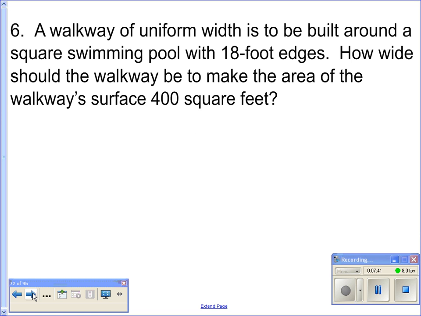Okay, moving on to the next problem. This time we have a walkway of uniform width. It's going to be built around a square swimming pool with 18-foot edges, and we're looking to find out how wide the walkway should be to make the area of the walkway surface 400 square feet.